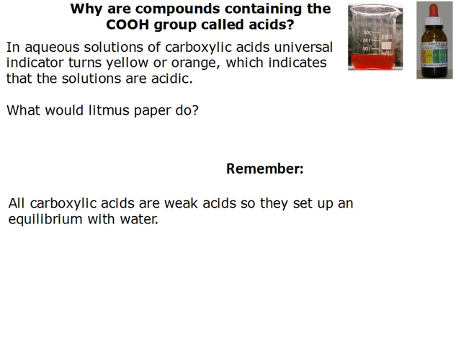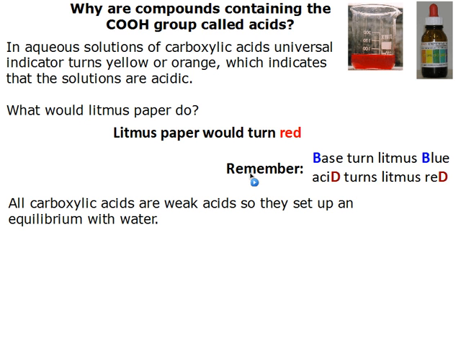What about litmus paper? What would litmus paper do in a carboxylic acid? Hopefully you remember that litmus paper turns red in acid. Remember? Acid with the D on the end turns litmus red, also with the D on the end. And base, capital B, turns litmus blue, B and B, D and D. It's a good way to remember litmus and its changes in acids and bases.